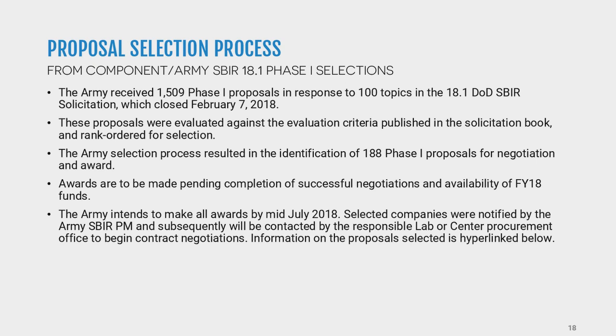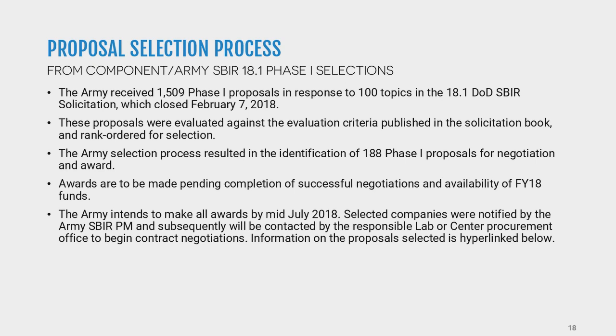This here actually demonstrates how the Army advertises their selection data. And what I really love about these numbers is it shows just how competitive this process is. So for the 18-1 solicitation for phase 1, Army had 100 topics and received over 1,500 proposals.